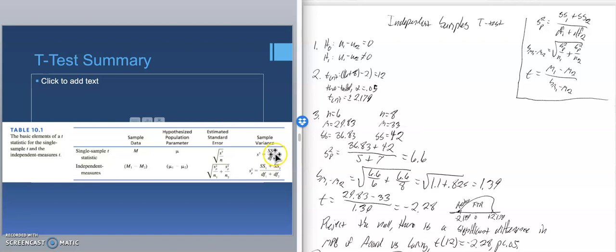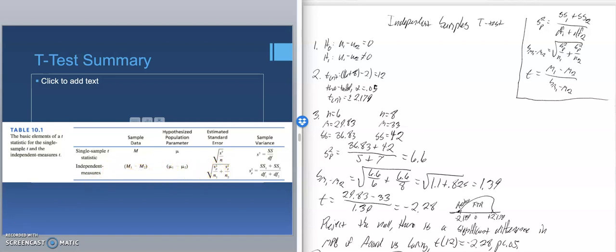Again, just to reiterate, before we found sample variance, used that to find estimated standard error, and that was our denominator when we did M minus mu over estimated standard error. Now we have two samples and two of everything. This time, instead of finding sample variance, there's a little p symbol there because we're finding pooled variance: sum of squares plus sum of squares over the DFs. Again, two of everything. We use pooled variance to find estimated standard error, and then in our t-statistic, we do M1 minus M2 over estimated standard error.